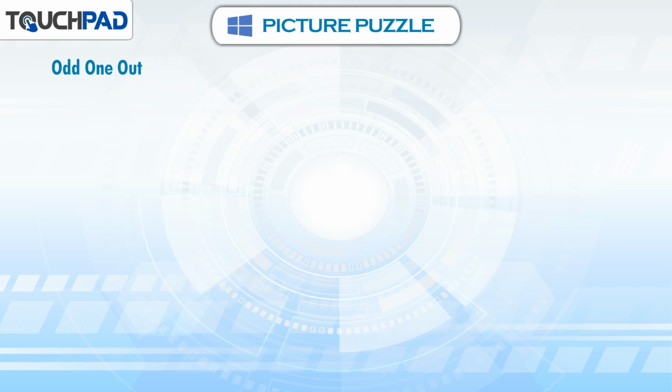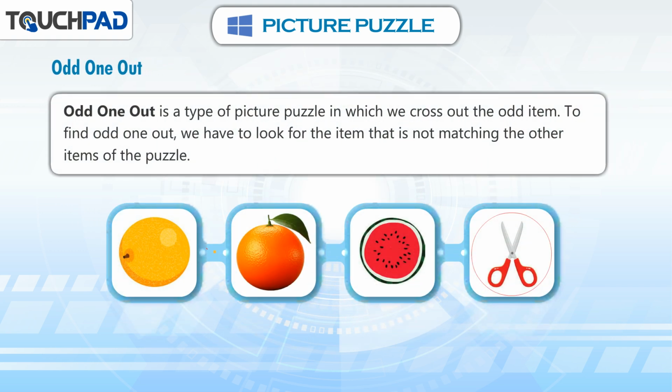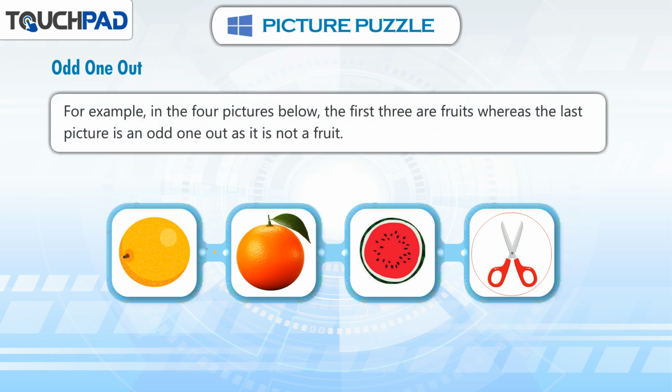Odd one out. Odd one out is a type of picture puzzle in which we cross out the odd item. To find the odd one out, we have to look for the item that is not matching the other items of the puzzle. For example, in the 4 pictures below, the first 3 are fruits, whereas the last picture is an odd one out as it is not a fruit.